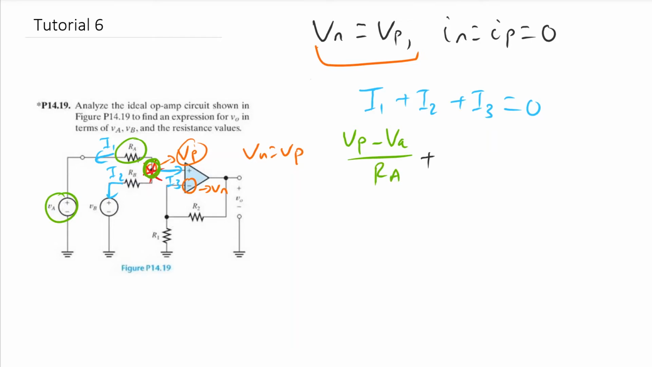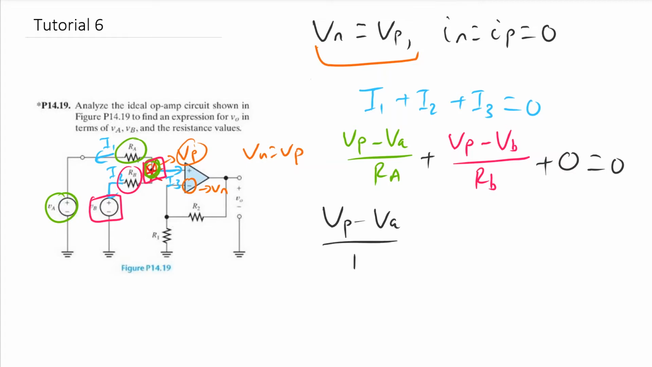plus, for I2, the voltage that we start at again is Vp, minus the voltage that we finish at, Vb, divided by the resistance Rb, plus, we know from our golden rule, In equals Ip equals 0, so this is actually going to be 0. So we can say Vp minus Va on Ra plus Vp minus Vb on Rb equals 0.